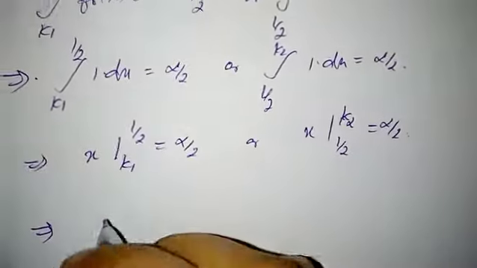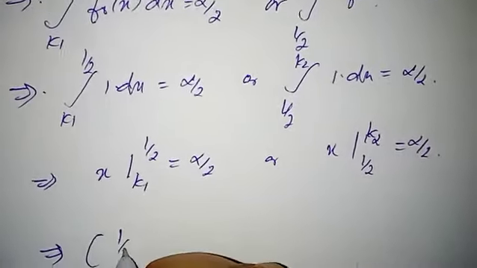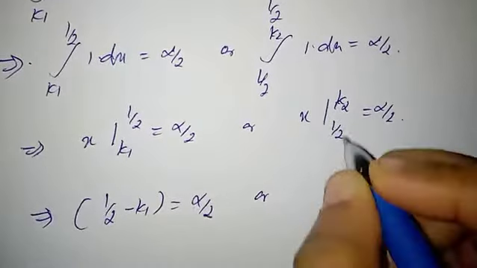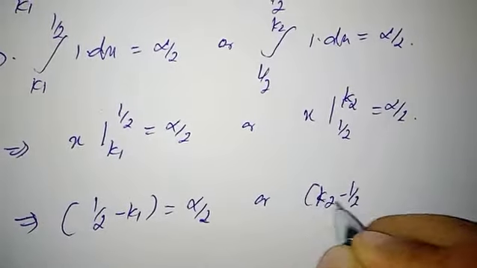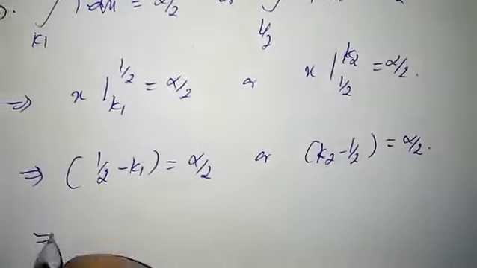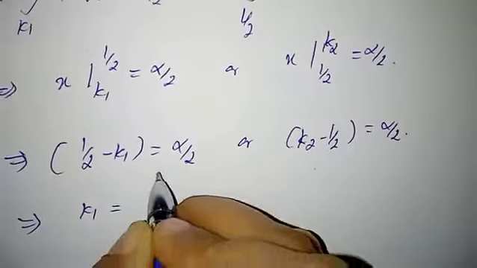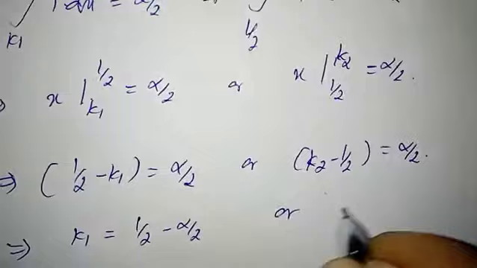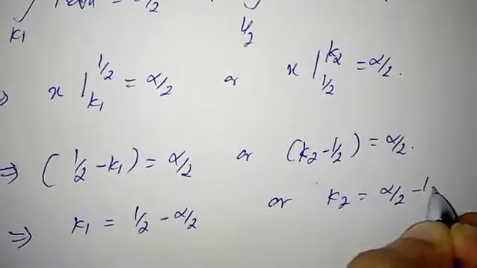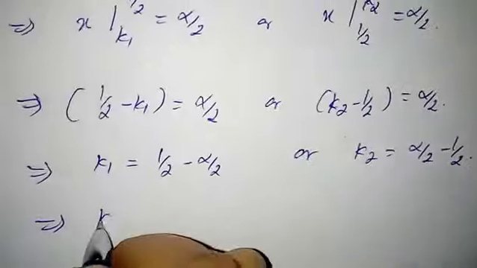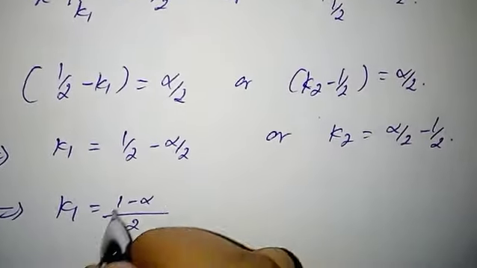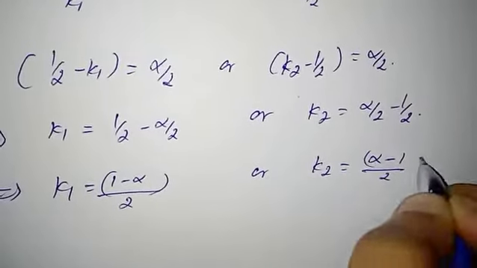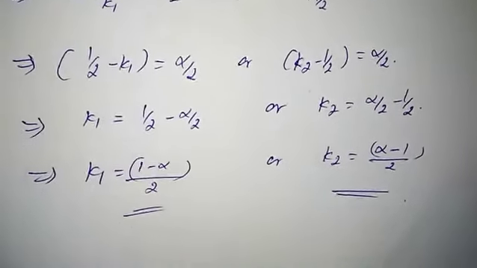Which implies 1 by 2 minus k1 equal to alpha by 2, or here k2 minus 1 by 2 equal to alpha by 2. Then we will get k1 equal to 1 by 2 minus alpha by 2 here, or k2 equal to alpha by 2 plus 1 by 2, right? Which implies here k1 equal to (1 minus alpha) by 2, or here k2 equal to (1 plus alpha) by 2. So this is the k1, k2 value.